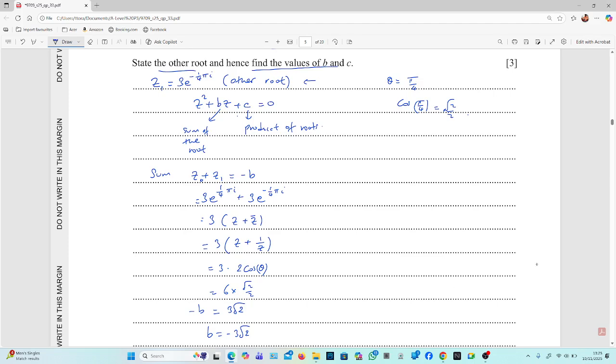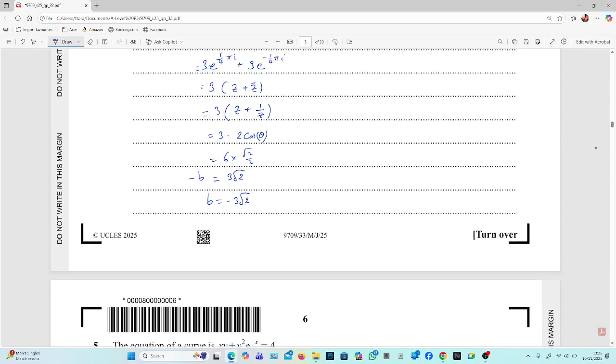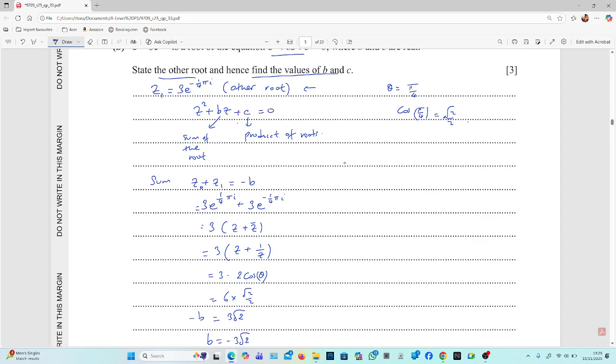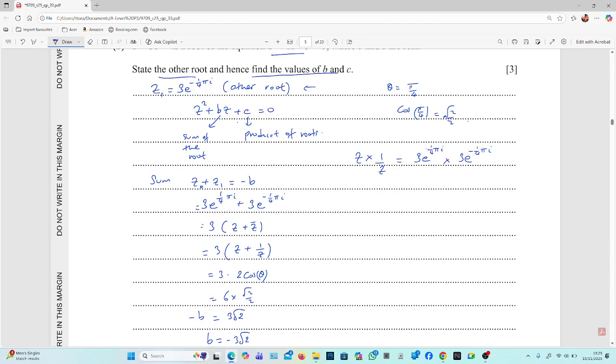And as for the value of c, we've got more space over here now. For the value of c, that's the product of the roots. So I'm going to say z times 1 over z, which is 3 times 3 is 9, and then we have e to the, adding the powers here by law of indices, this is going to become e to the power 0. We know that e to the power 0 is 1, so I have c as 9 times 1, so the value of c is going to be equal to 9. So here we are, take care.